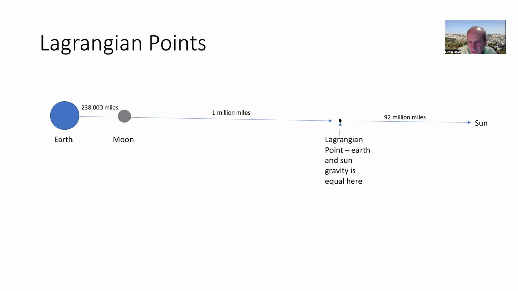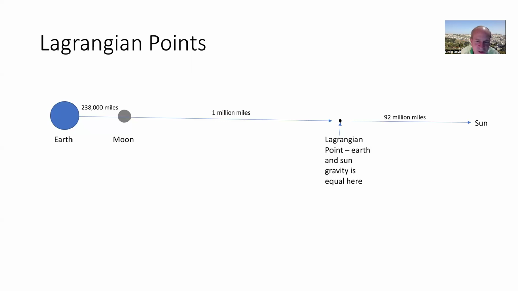You can do peculiar things, like you can put a satellite out there and it'll just sit there. It doesn't need any thrust. It just kind of stays there because the gravity is equal. And if you look at where the Lagrangian point is and where the moon is in this diagram, although the sizes are wrong, I believe I've got the perspective on the distance pretty close.